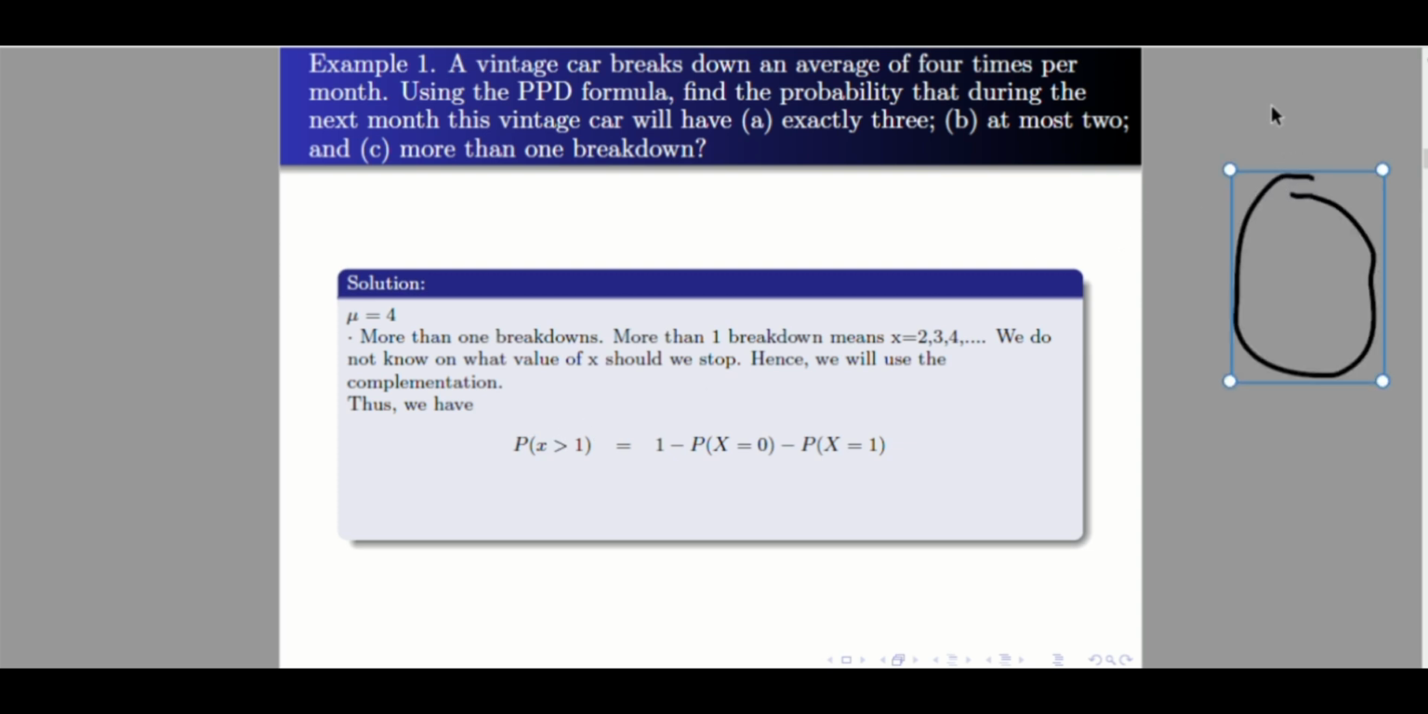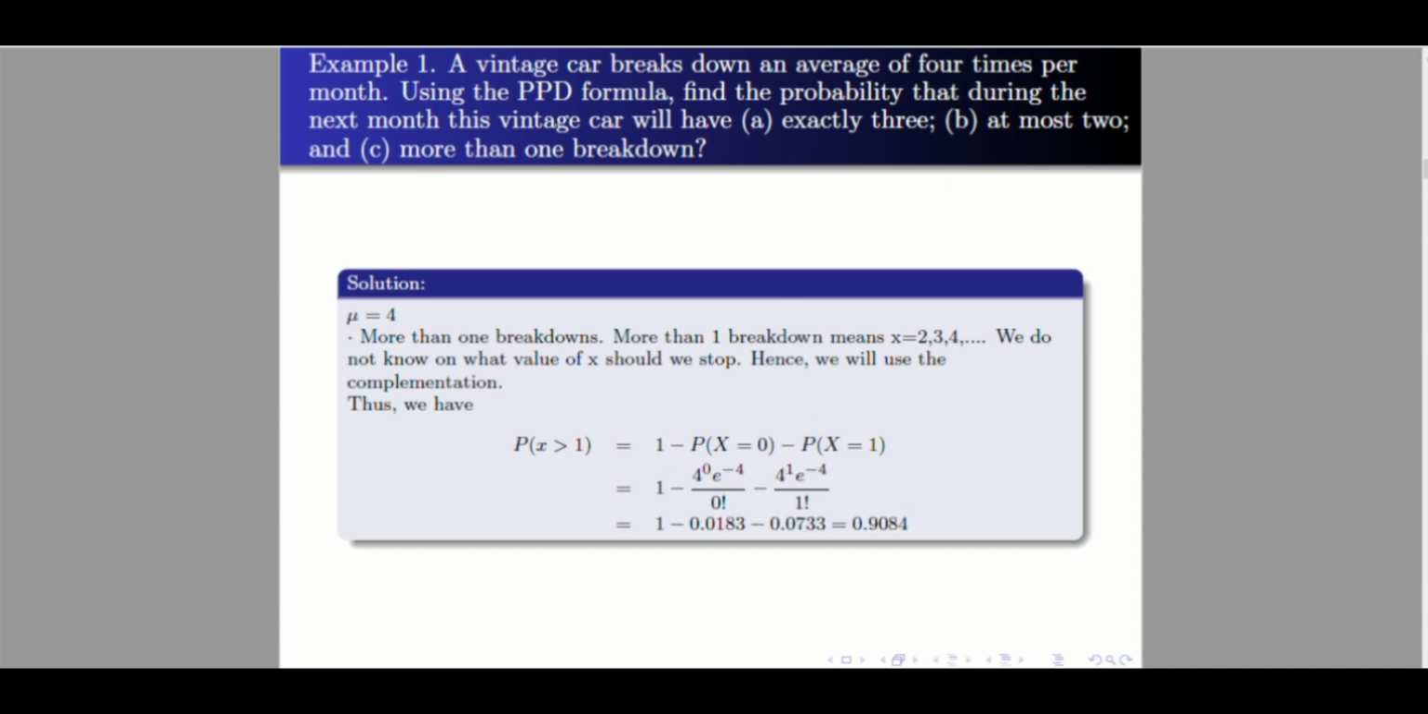For x greater than 1, if I illustrate this, we start with 2, 3, 4, and so on. Here we only have 0 and 1. So we will subtract the probability of 0 and 1 from 1. That is complementation. Using the formula, we substitute, and then use your calculator. You will have 0.9084.